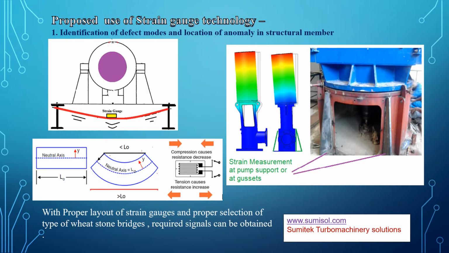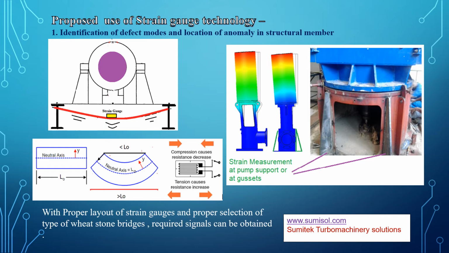Let's now try and understand in detail how the strain gauges can be deployed to identify the problematic modes and location of anomalies in various structural elements of rotating equipment. So considering a proper layout of strain gauges is available based on the inputs from an FE model and the correct type of Wheatstone bridge has been selected, the desired signals can be readily obtained to help detect the structural weaknesses such as cracks or welding defects, in order to help identify where the stiffening measures or potential solutions can be done to improve the integrity of the system.